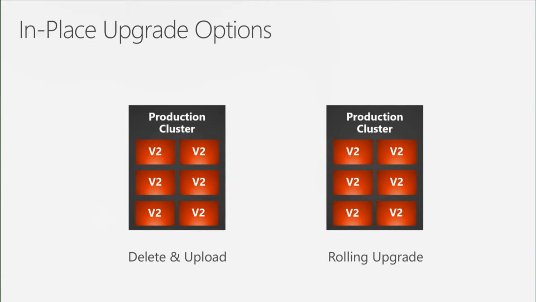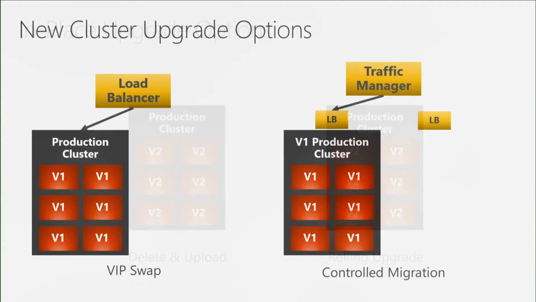And a lot of times, orchestrators that support this also support rollback. So if after upgrading there's something wrong with version 2, you can roll it back and bring back version 1. And we'll talk about this more when we talk about Service Fabric and how it fits into the picture here.